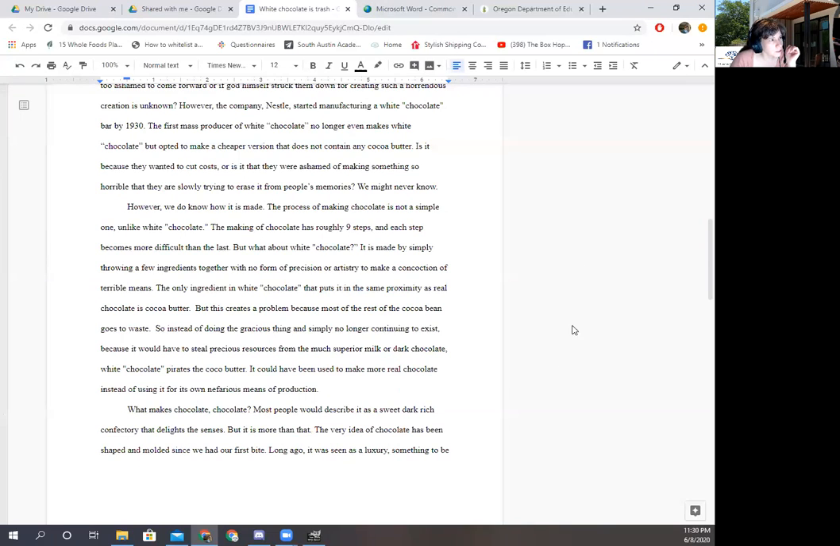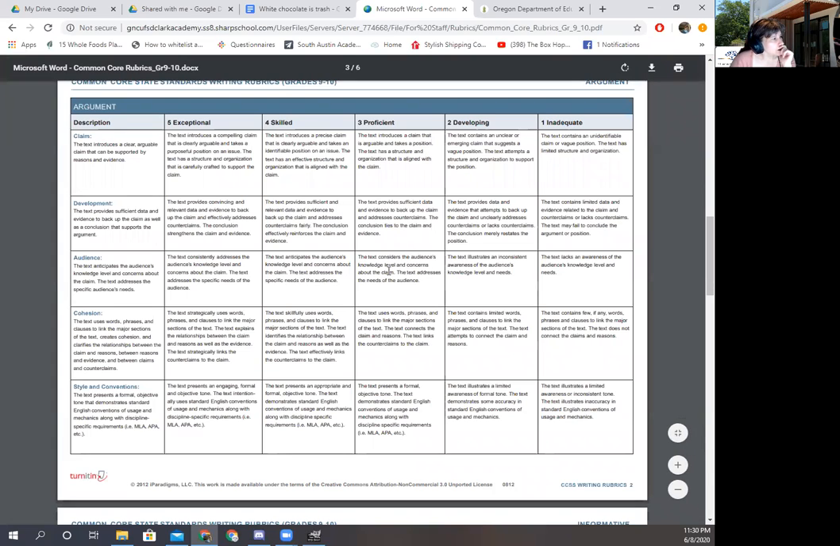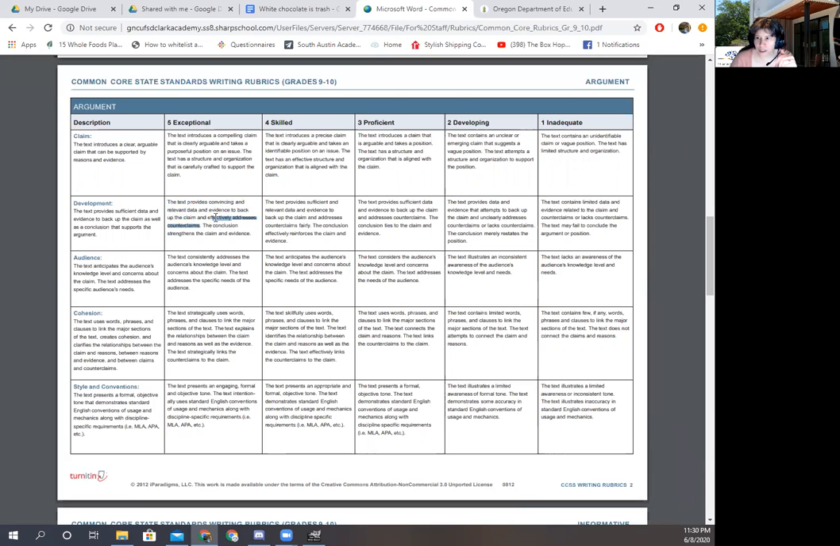If you look at the rubric, if Zoom will let me get out into the rubric. Here we go. If we look at the rubric, right in here, the text provides convincing and relevant data and evidence to back up the claim effectively and effectively addresses counterclaims. Okay, so this is where, reading back through, I'm going to check and make sure that there are counterclaims to this. If not, then that's going to put me lower here on the rubric as I'm grading it.